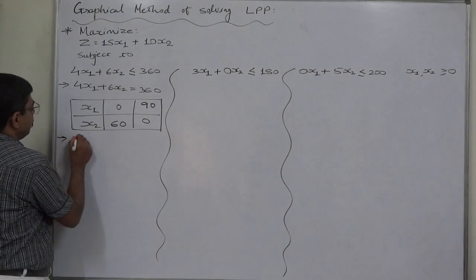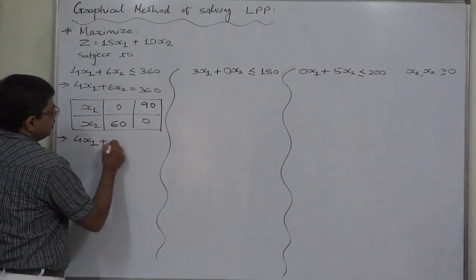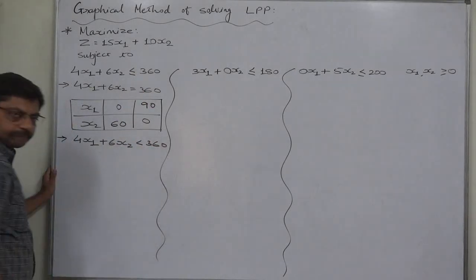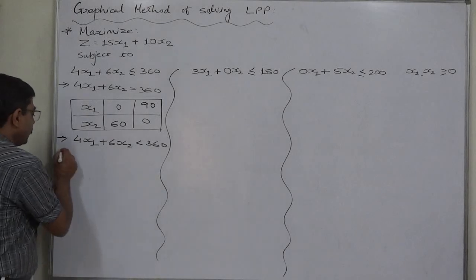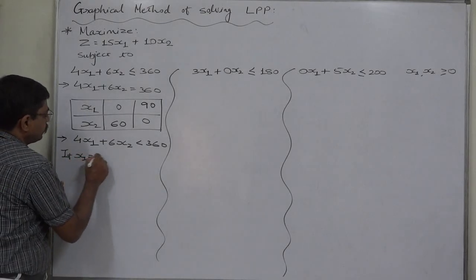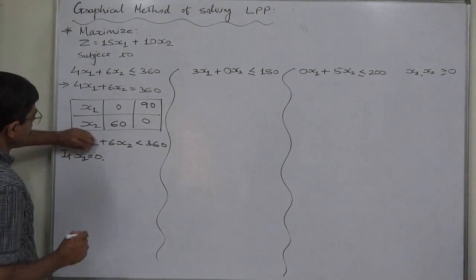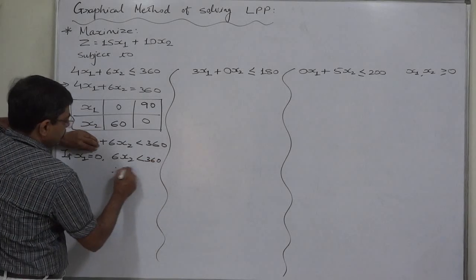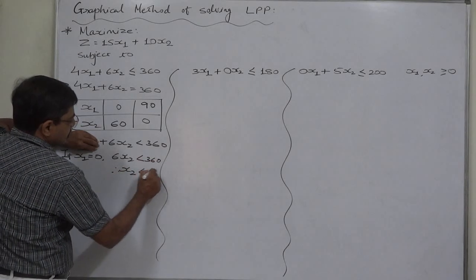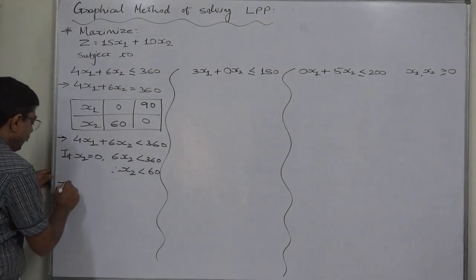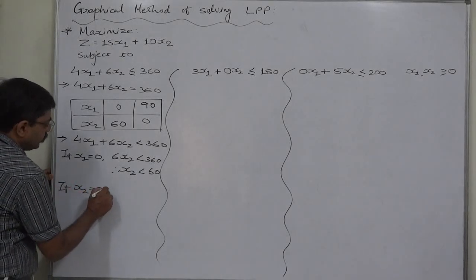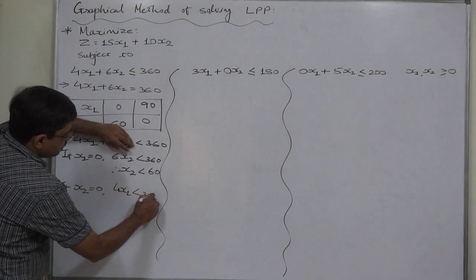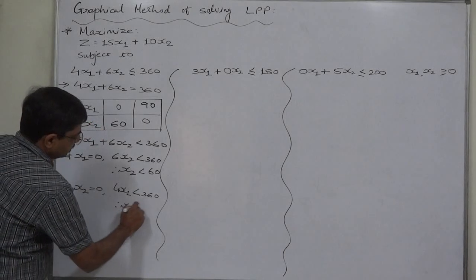Now the inequality part. 4x1 plus 6x2 less than 360. Okay. Now again, if x1 takes value 0, what is going to happen? 6x2 less than 360, that means x2 will be less than 60. And if x2 takes value 0, it will be 4x1 less than 360, that means x1 less than 90.